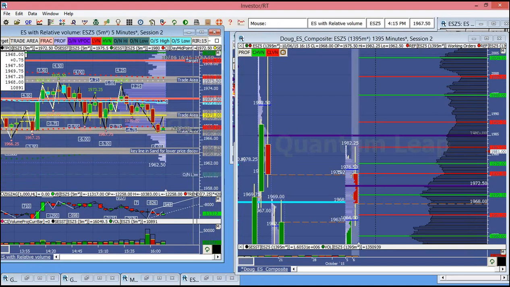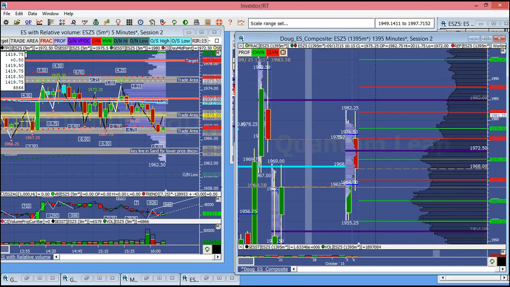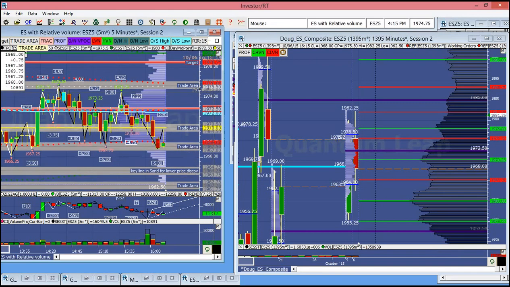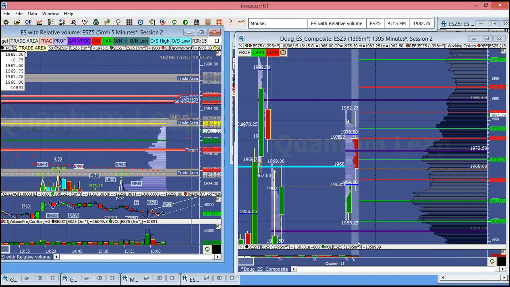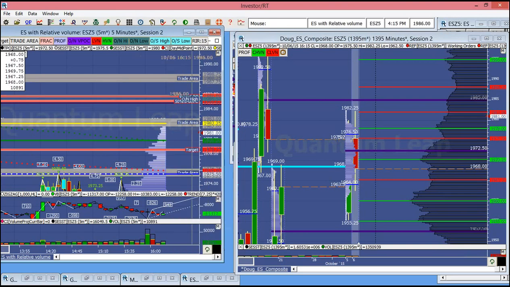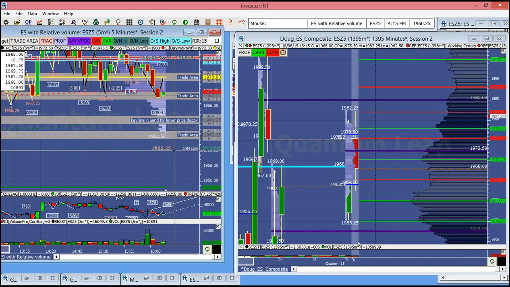And then if we break that, move down to test this 64, 65 area. And then below that, you've got 62.50. Going to be very important today. If we do not take out the overnight high and we get back inside of value, look for them to move down to take out this overnight low.